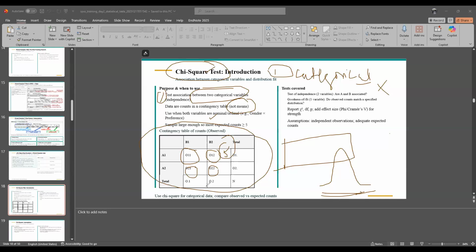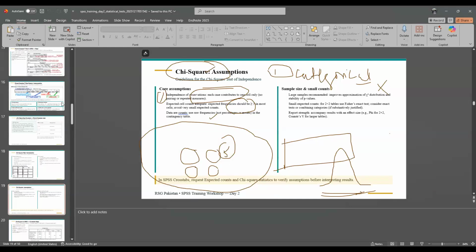This chi-square test, a distribution test, basically checks the relationship between two variables that are categorical in nature. We report the p-value and the chi-square value. Moving on to the next slide.